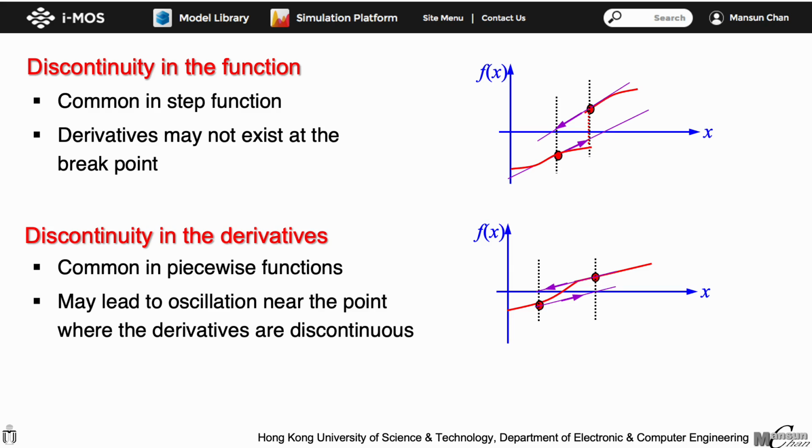To avoid such problems, the device model should be both continuous and smooth. Ideally, it should be infinitely differentiable to avoid some undesirable behavior during simulation.